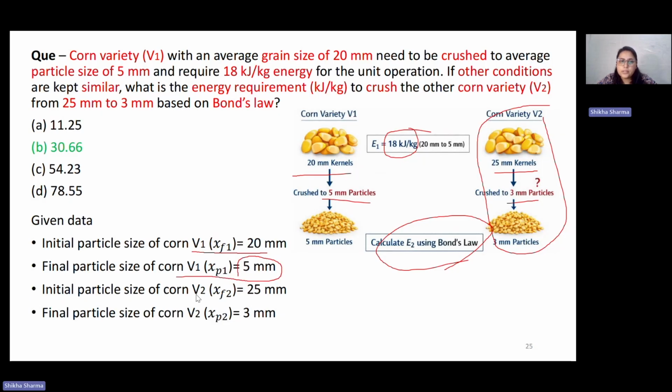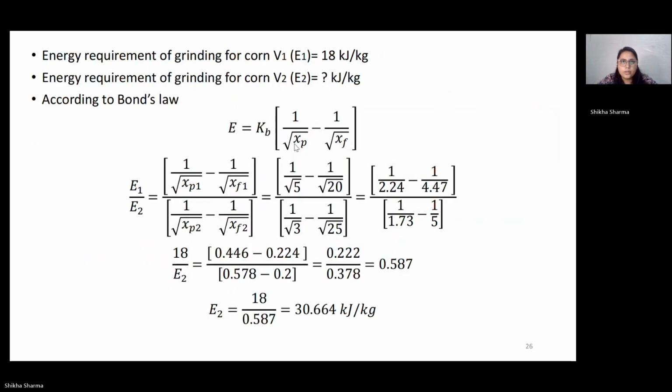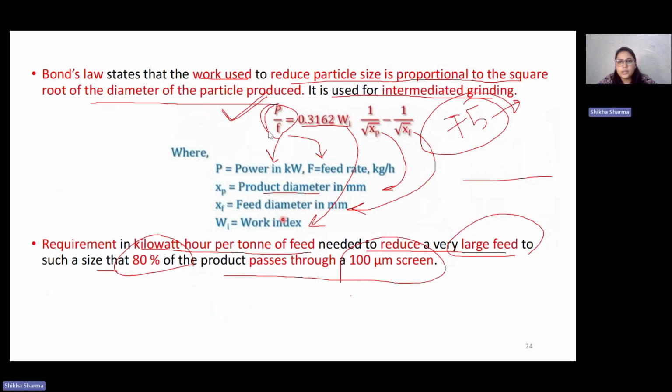We have the initial particle size of V1 as 20 mm, and the final particle size of the corn variety V1 is 5 mm. The initial particle size of variety V2 is 25, and the final size of the corn V2 is 3 mm. So we can apply this equation. The energy required for grinding variety V1 is 18, and for V2 we need to calculate. As per Bond's law, E equals Kb. So this is E, P by F is E.